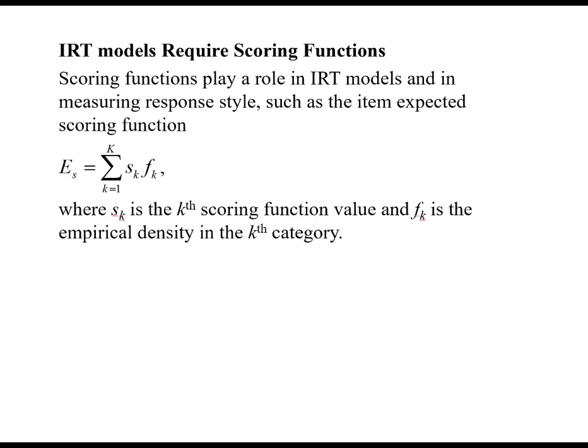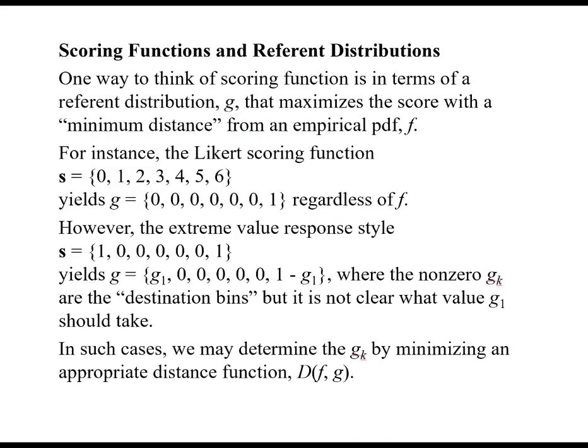Now, scoring functions play a role in IRT models and in measuring response style, and that's what I'm going to be focusing on here. For example, the item expected scoring function is just the scores at each kth bin, S sub k, multiplied by the probability mass there, the PDF, F sub k. Now, one way to think of scoring functions is in terms of a referent distribution, which I'm going to call G, that maximizes the score with a minimum distance between it and an empirical PDF, F.